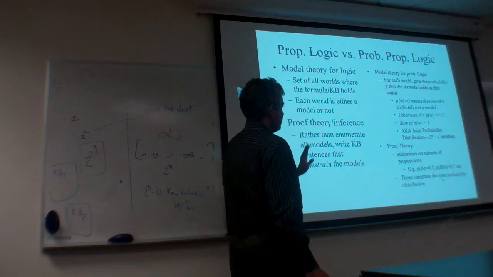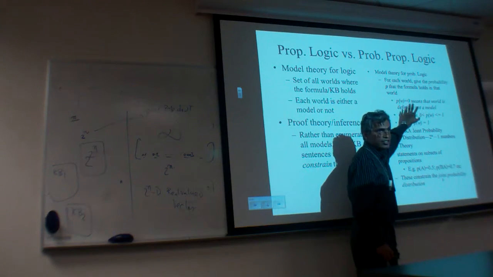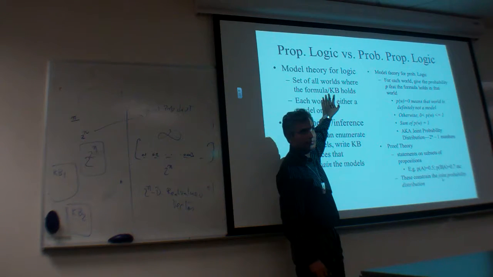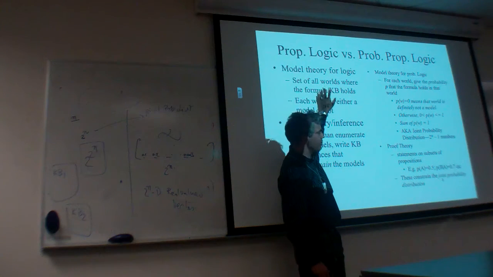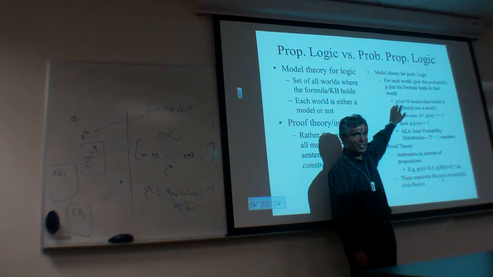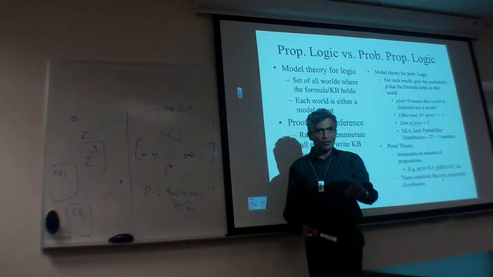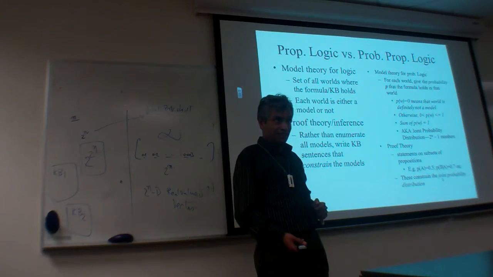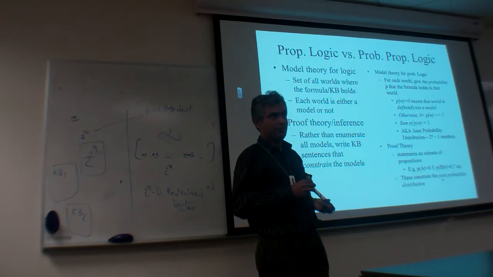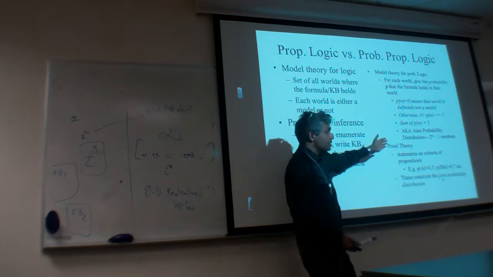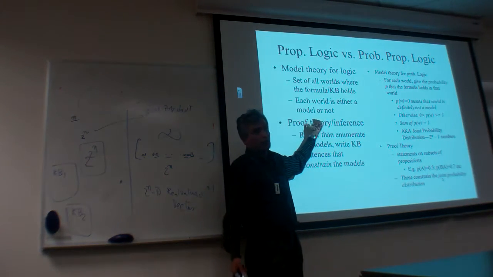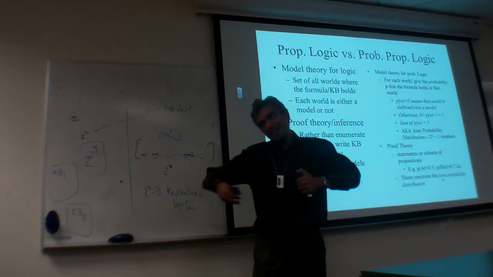Do you, for example, see that this column is a strict generalization of this column? You can completely simulate propositional logic in probabilistic logic, but not vice versa. If all probabilities are ones and zeros, then you can simulate propositional logic in probabilistic logic. And so this better not be polynomial, because then this is also polynomial. So you expect probabilistic reasoning to be at least NP hard.